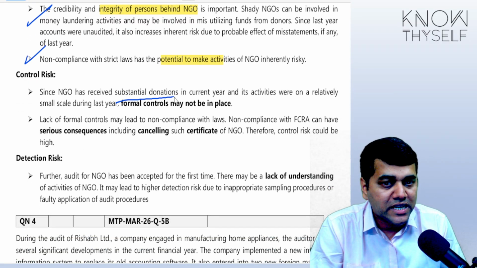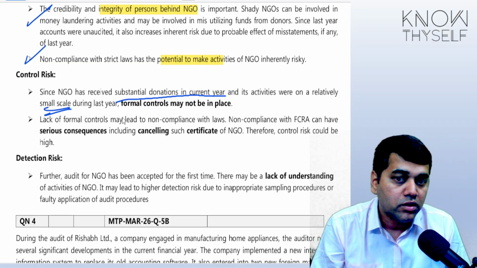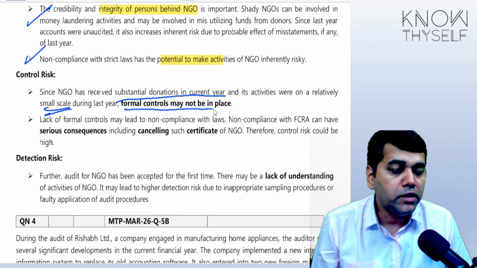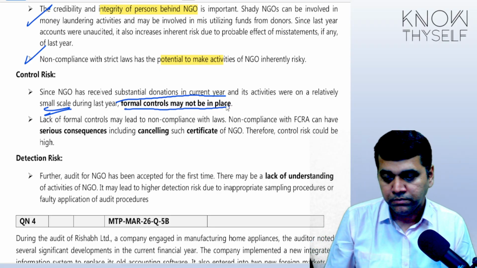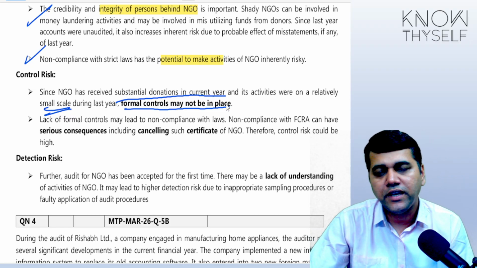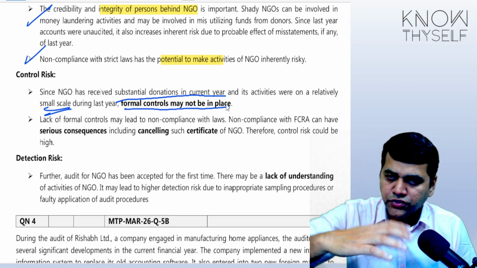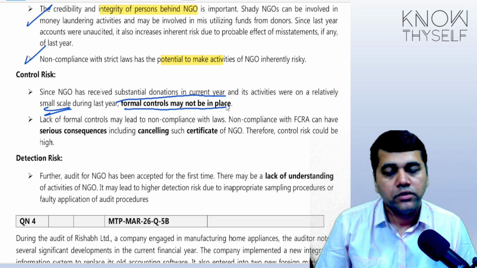Since you received substantial donations in the current year, and last year your scale was small, what we feel is that formal controls may not be in place. See, students, if you slowly grow, then chances are very high that you would have become very powerful and strong internally. Now, a sudden jump happens, no? See, this is how it happens.